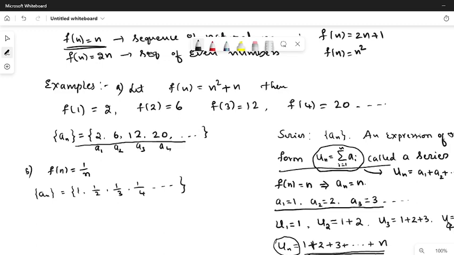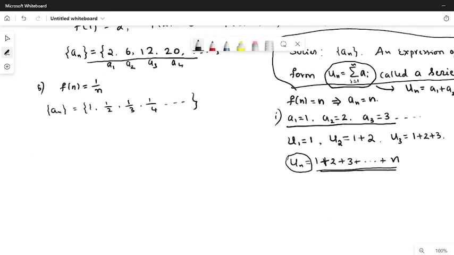So this is a strict mathematical definition for series. A series is always defined along with a sequence. If I have any sequence a_i, then an expression of the form summation a_i, ranging from 1 to n, is called a series. Then we saw an example of a series. If this sequence is 1, 2, 3 and so on, then the corresponding series is this one.